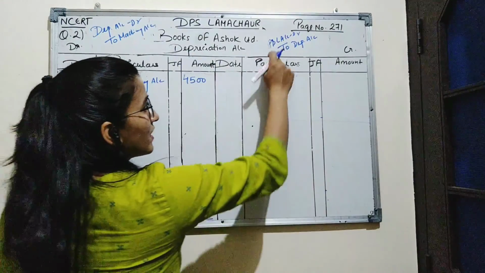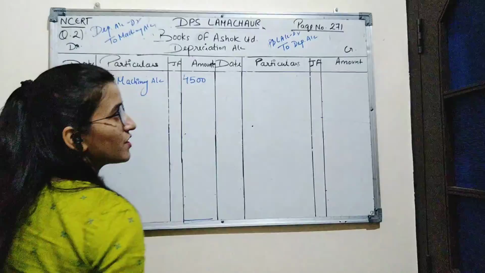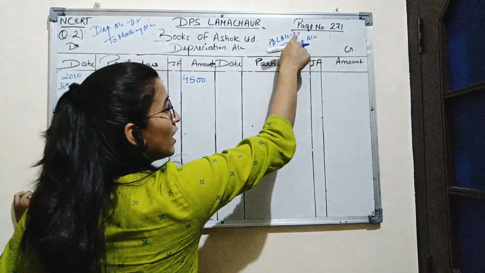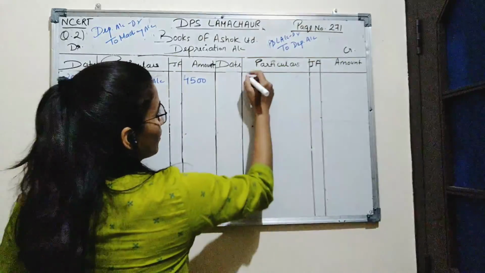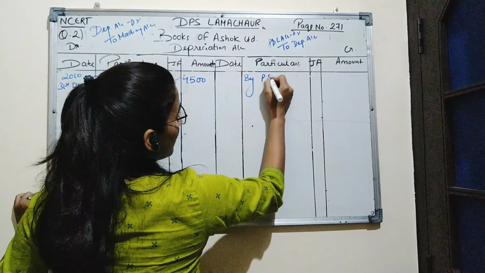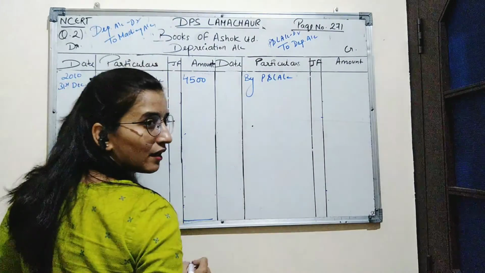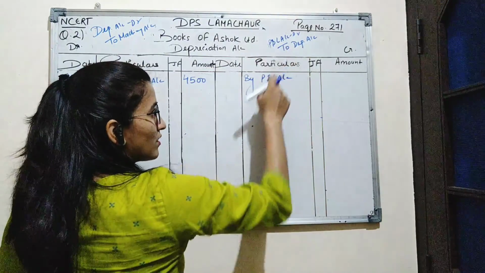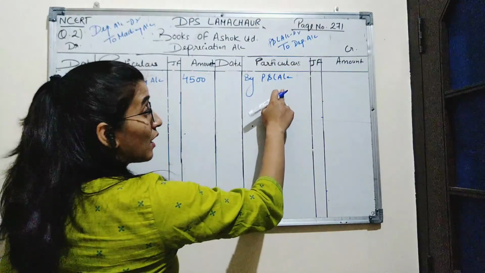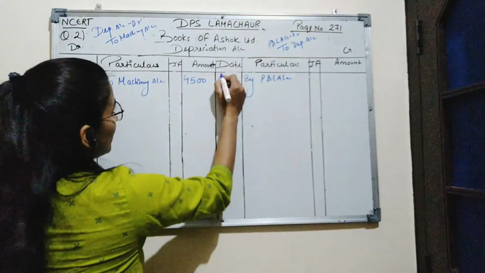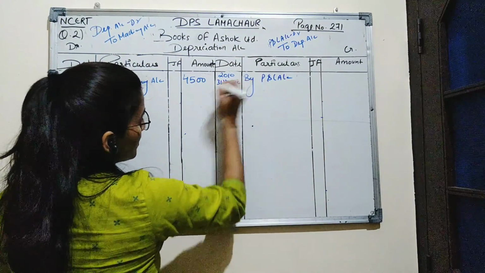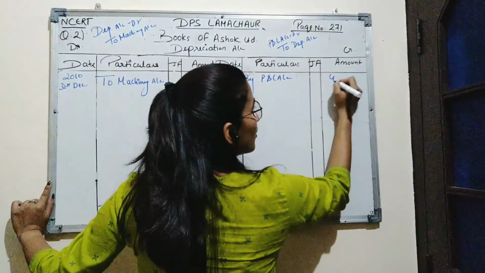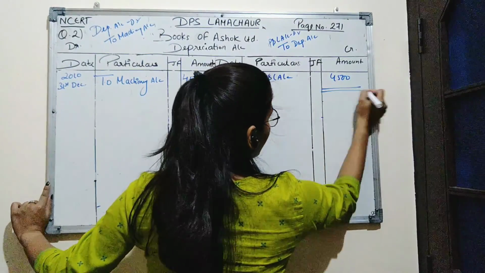Now the next entry is P&L account debit to depreciation. So here P&L account is debited. While posting it into the ledger, we will credit the P&L account as by P&L account. This depreciation amount is written off from the statement of P&L account at the end of the year. So here the date will be 31st December 2010. Amount is 4,500.